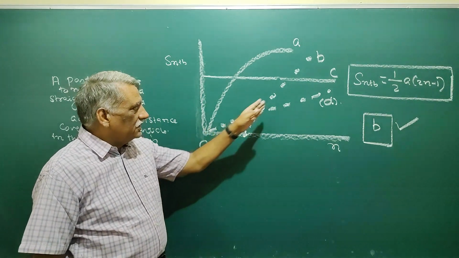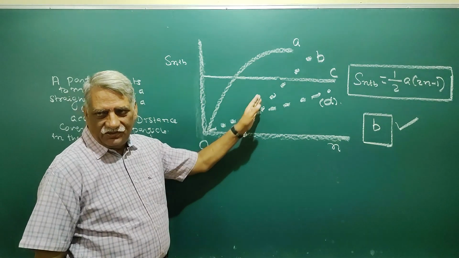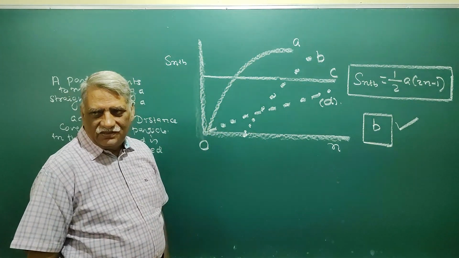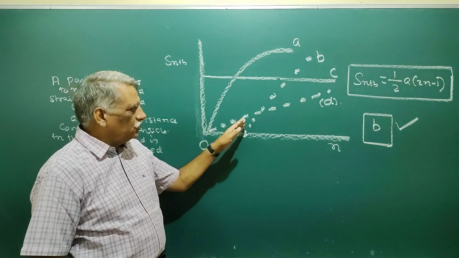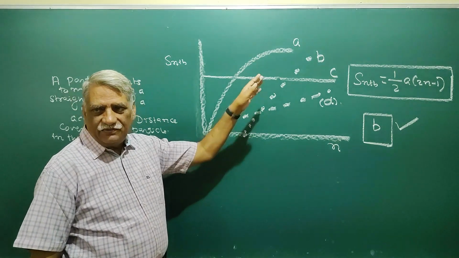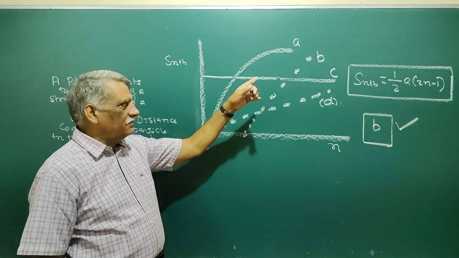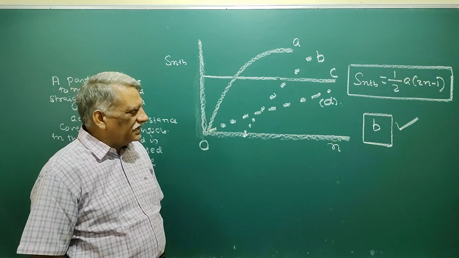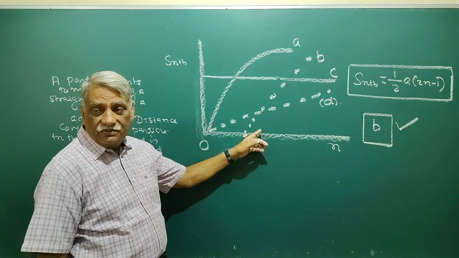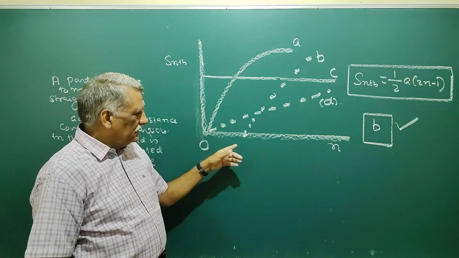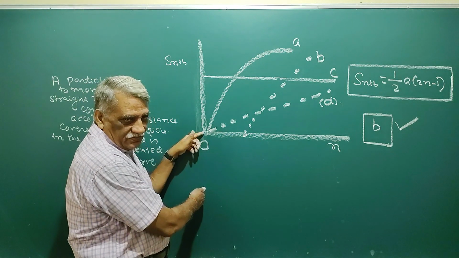So I have shown it like this, dot dot dot, right? The straight line has been shown by dots. This line will not be continuous. So it will be a straight line and that will be given by B. B option is correct. A straight line with positive slope and intercept will be negative.